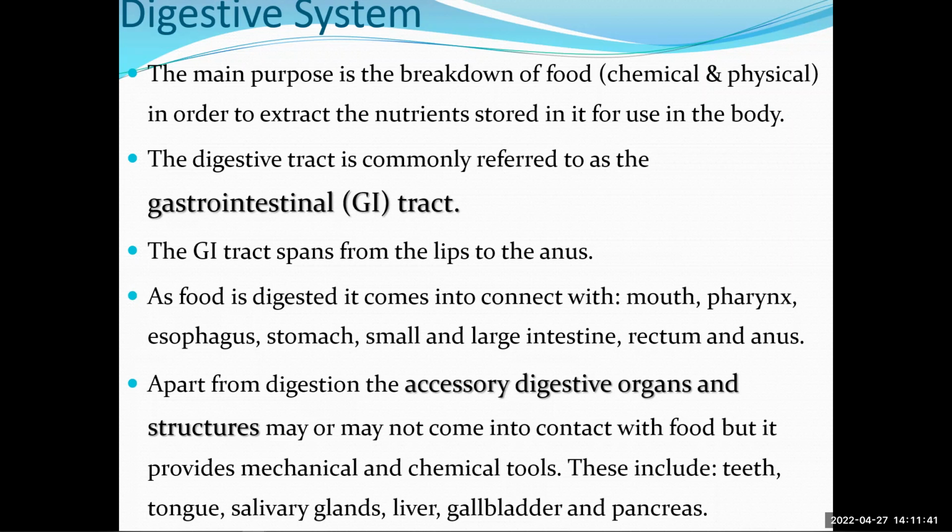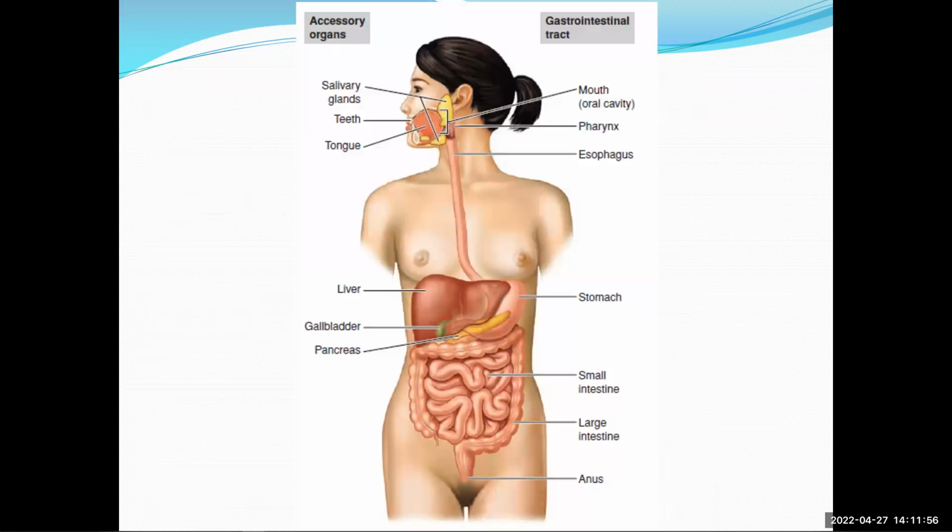So let's go. The digestive tract goes from mouth to anus. It goes all the way down. That's the GI tract. And when you think about the GI tract, if you were to look at a diagram, you have the part before the stomach, then you have the part after the stomach, which is really the small and large intestines.